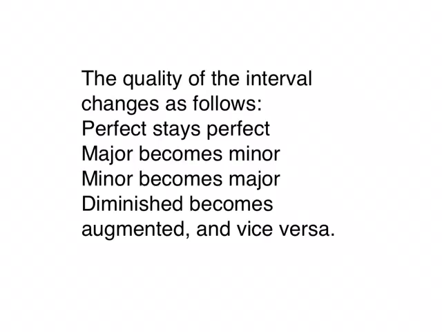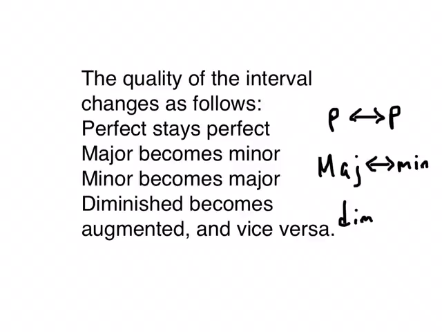The quality of the interval changes as follows. Perfect stays perfect. A major interval becomes minor, and vice versa. So if it's major when we invert it, it becomes minor. If it's minor when we invert it, it becomes major. And diminished and augmented likewise when we invert them. They trade places. I'll show you some examples of each one.